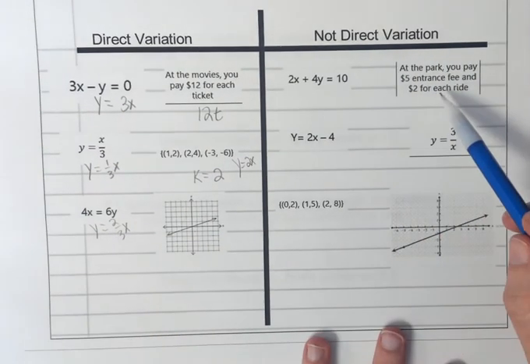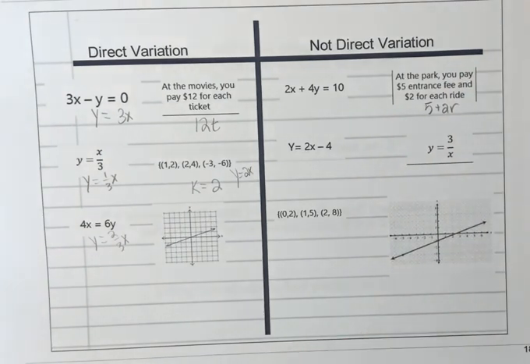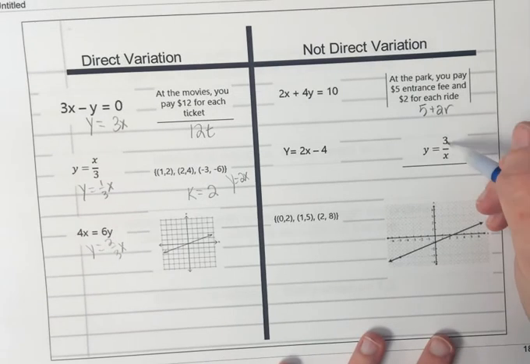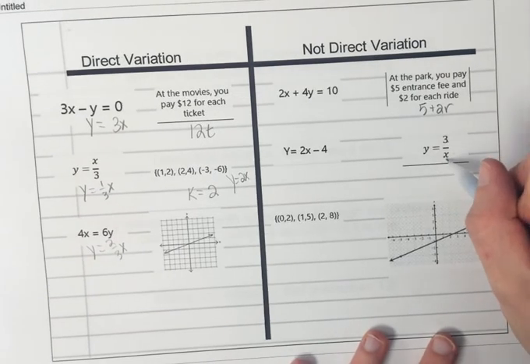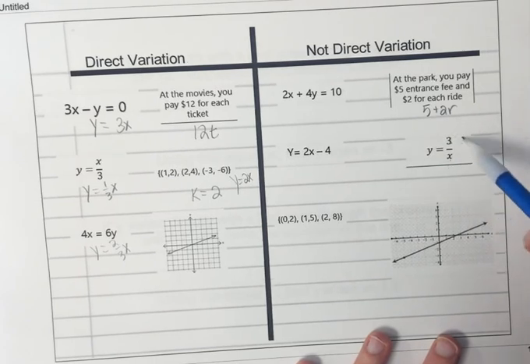These are all ones that aren't. This would be 5 plus $2 per ride. That's definitely not direct because it doesn't go through the origin. We have a starting value of 5. This one, our x is in the denominator. It does not have a slope. So this one's a little bit tricky, but we're going to look at those next time.